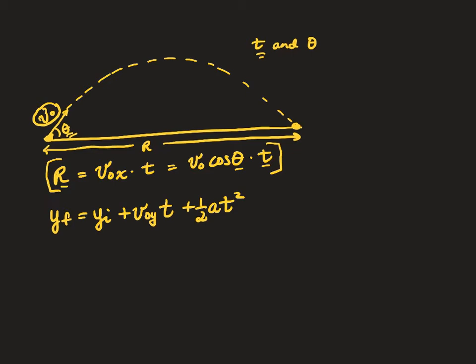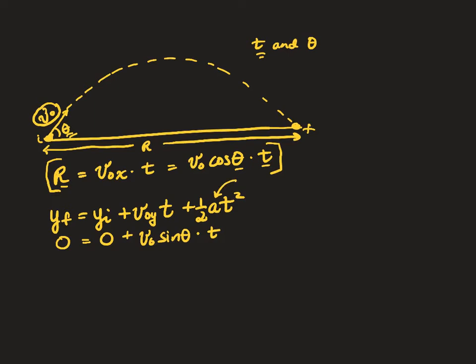Let's plug in our values, calling this the initial point and this the final point. Well, I'm landing at a height equals 0, and I'm starting at a height equals 0. So that looks weird, but it's actually accurate. That's what's happening. My v initial y I can write as v naught sine of theta times the time.